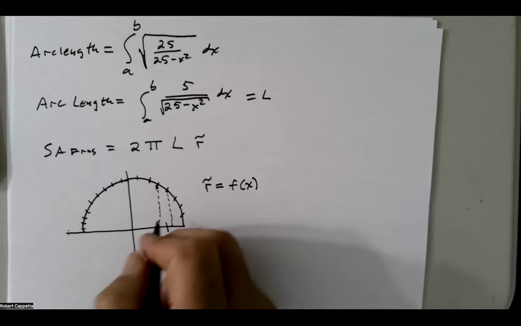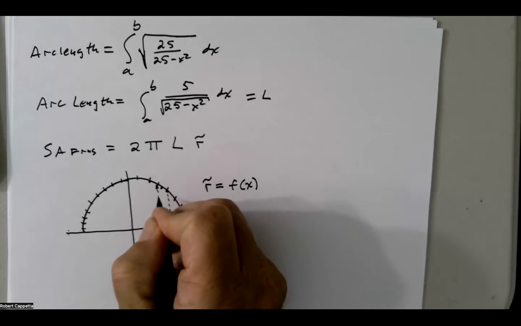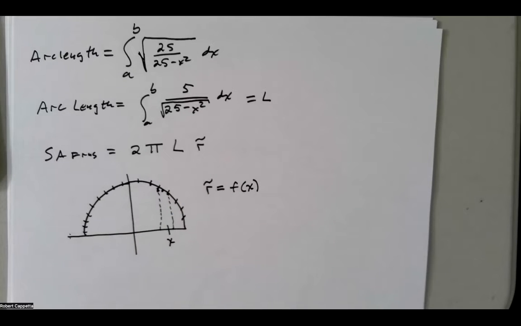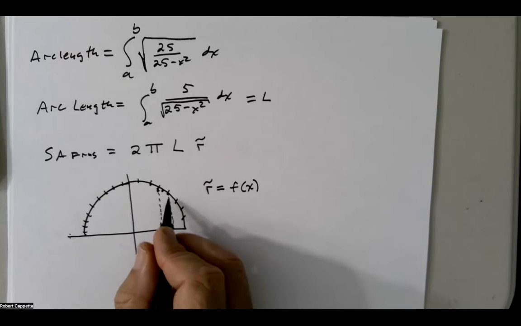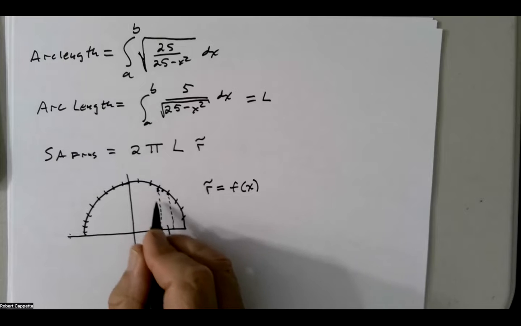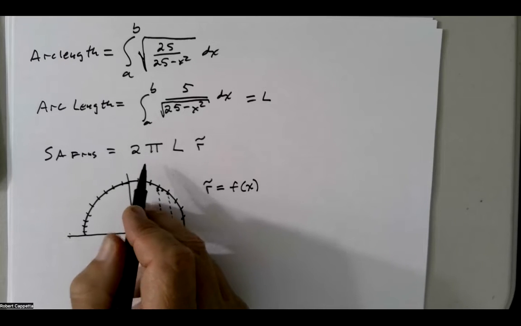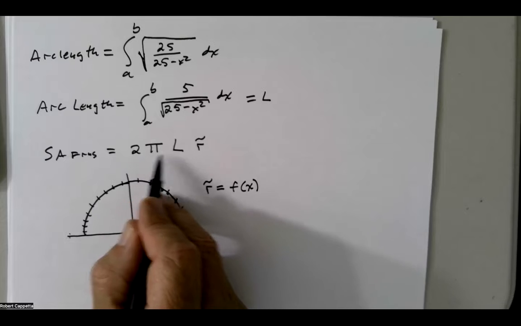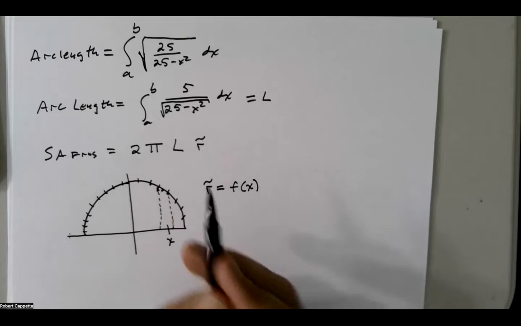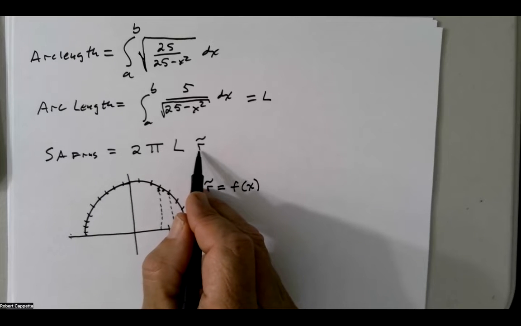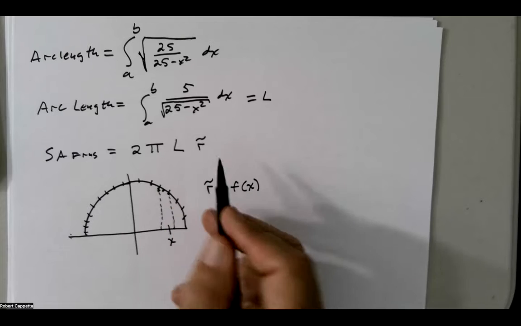Again, try to see it. f of x would be here. We're making a little strip on either side. So the smaller radius is a little bit smaller than f of x, the bigger radius a little bit bigger than f of x. So we have our formula here. Surface area of the frustum is 2 pi times the arc length times the radius, average version.